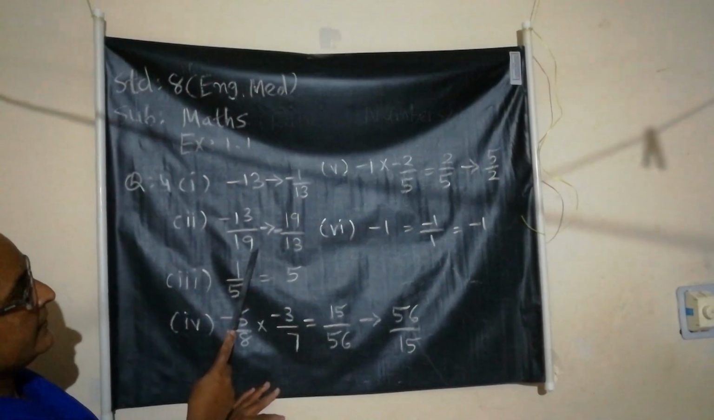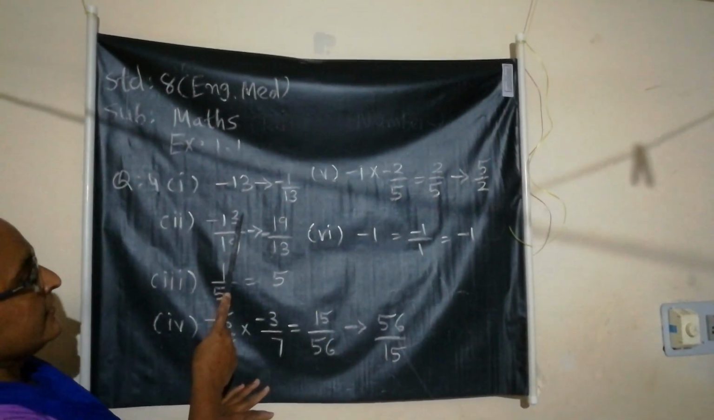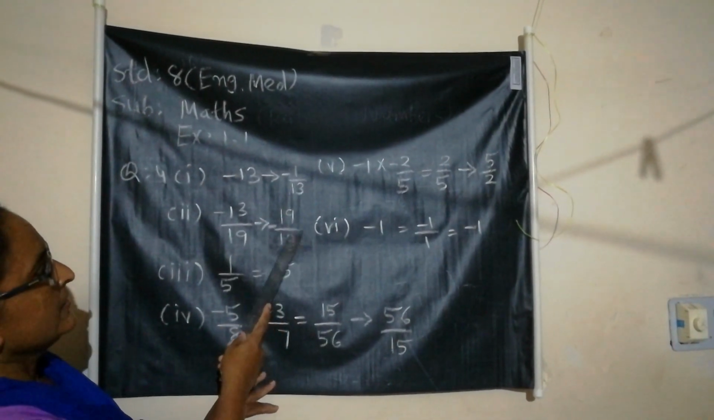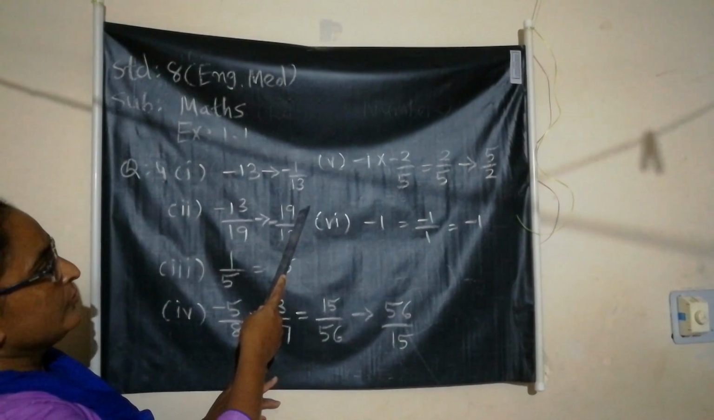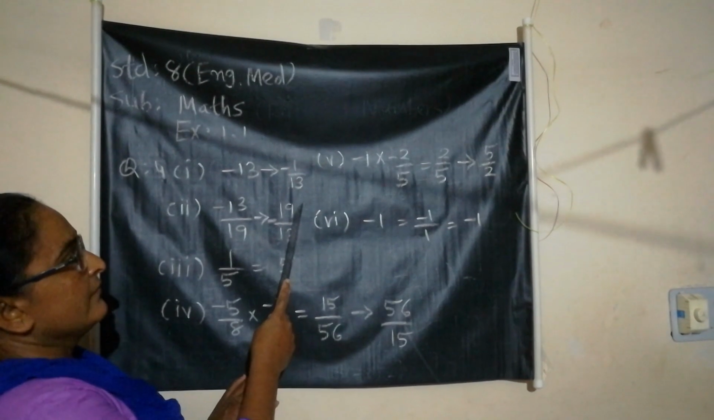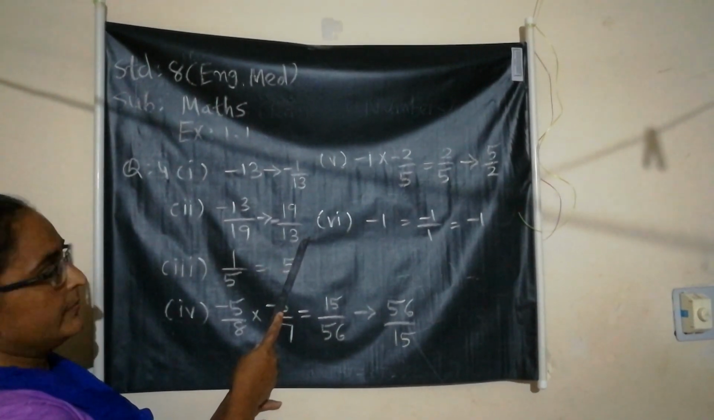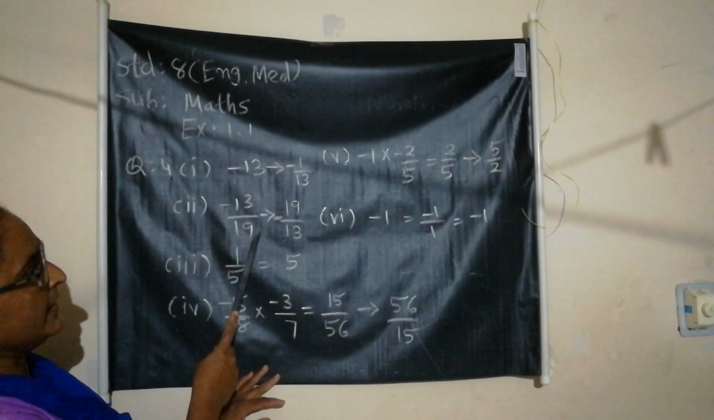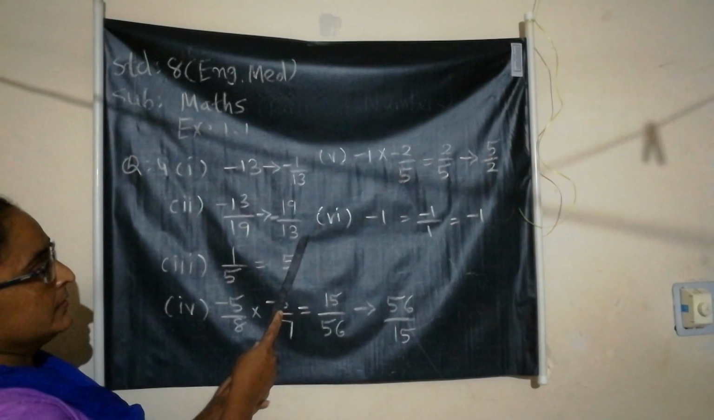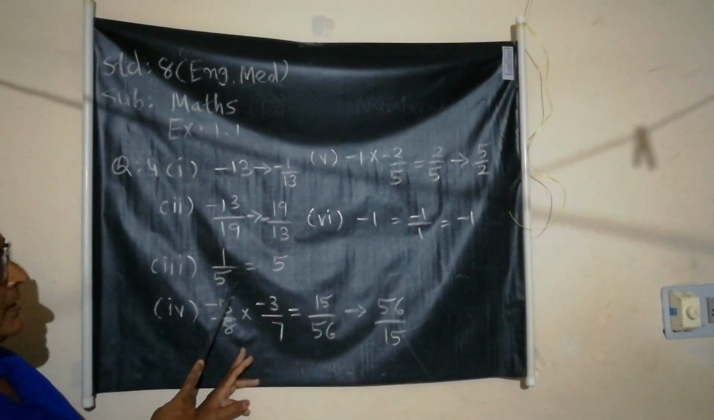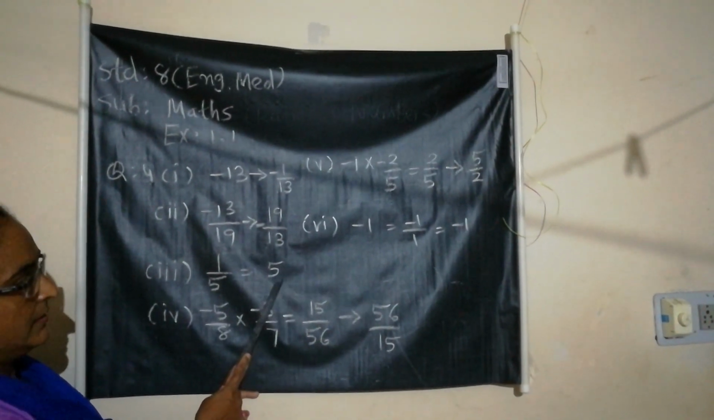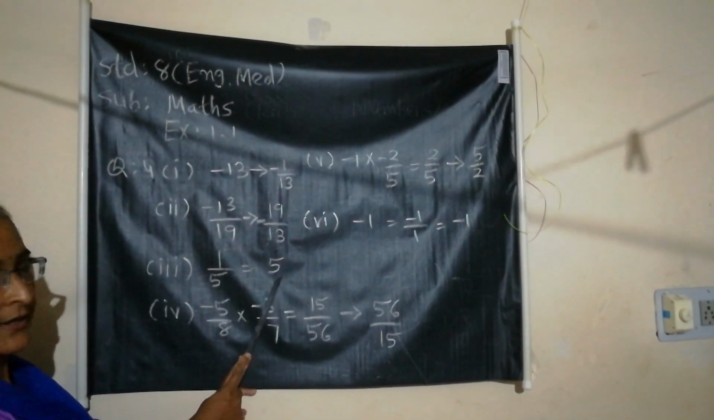Negative 13 upon 19. Here 13 is the numerator, the denominator is 19. In the multiplicative inverse, negative 19 will be the numerator and 13 will be the denominator. Therefore, negative 13 upon 19, multiplicative inverse negative 19 upon 13. 1 upon 5. We reverse this number. Therefore, 5 upon 1. But 1 is not needed to be written.